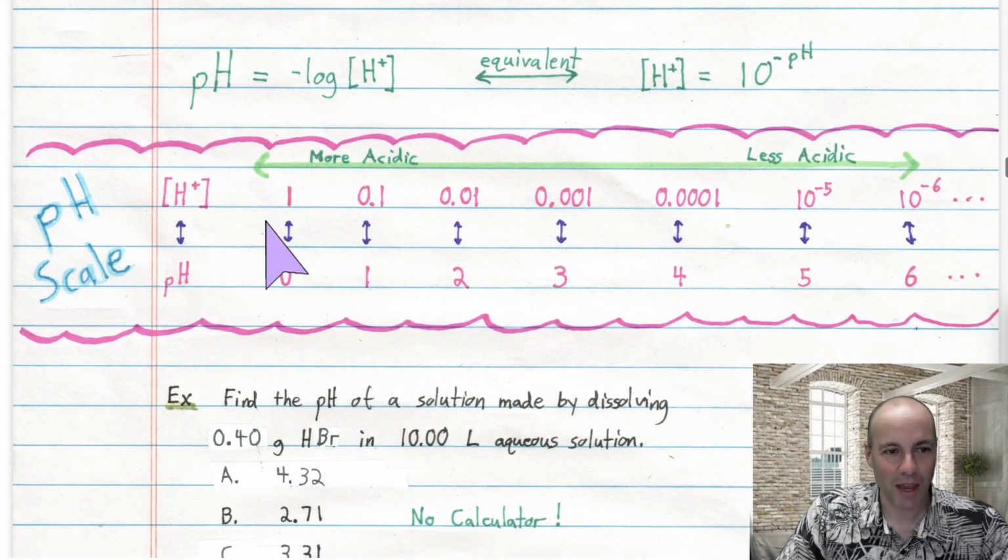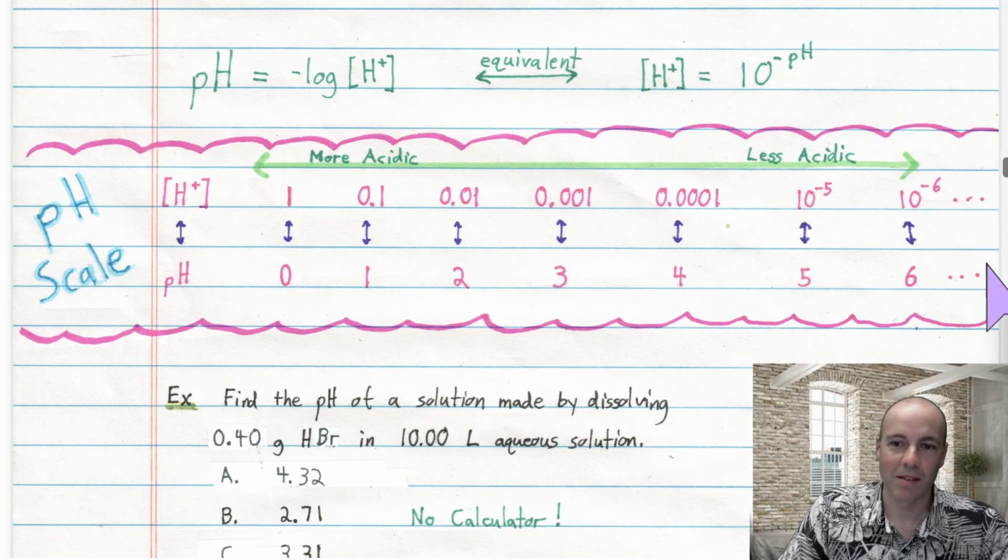So this is a good scale, and you can keep on going. 10 to the -7th is pH 7, and so on.